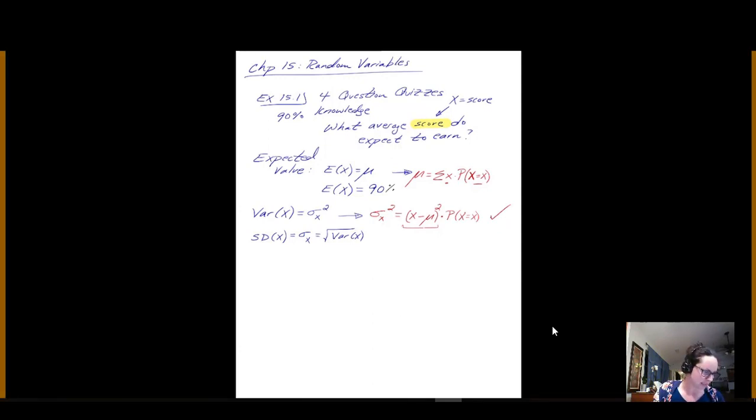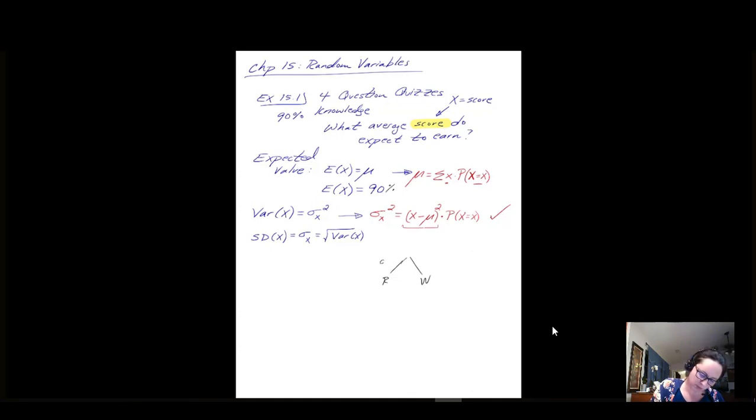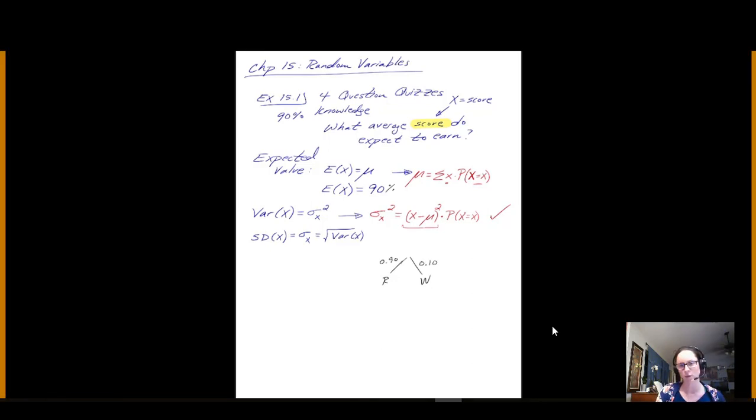Okay, so we have this idea of taking some 4-question quiz, right? And on the quiz, we're going to say, okay, well, there's the first question. And what was the outcome for the first question? Well, the first question is either going to be, I'll use R for right and W for wrong. It's got to be right or wrong. Okay, well, if I know 90% of the material, then what's the probability that I got the question right? 90% chance, right? And there should be about a 10% chance that I would have missed that first question.